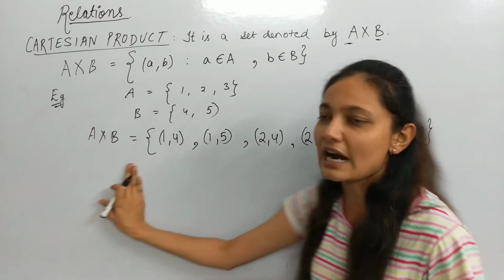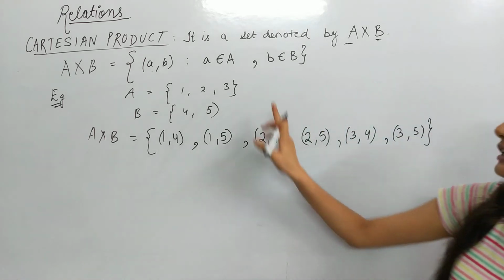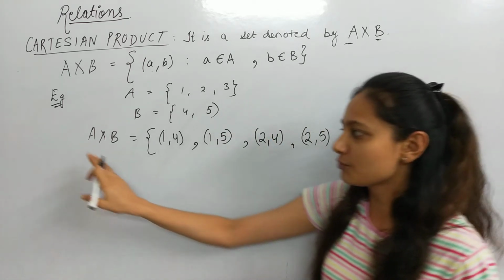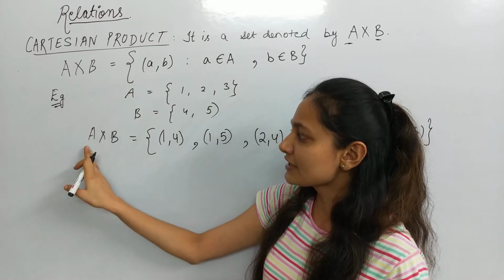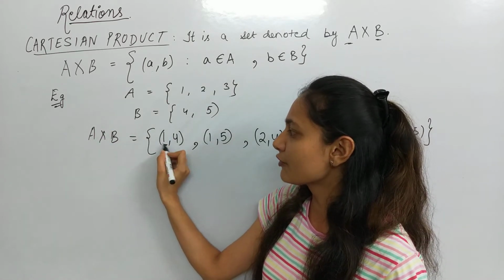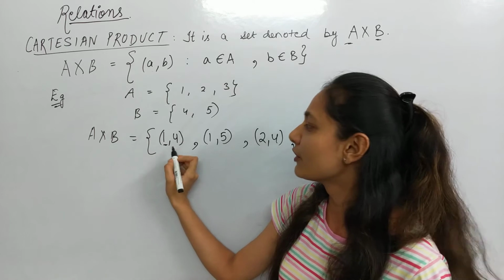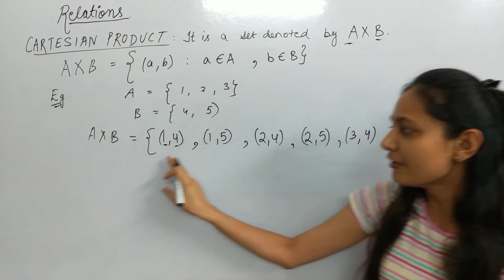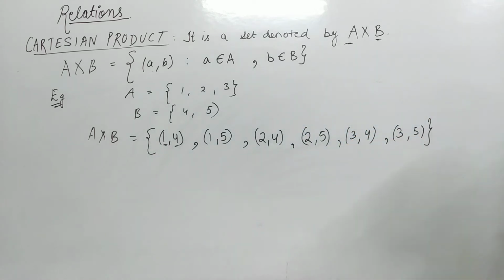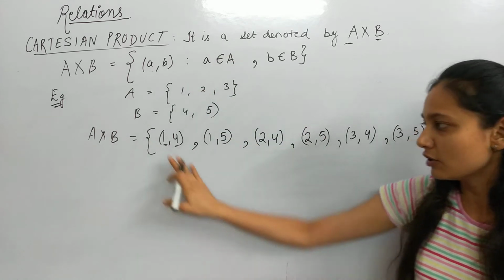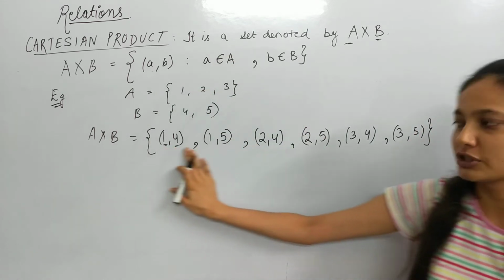So this is a Cartesian product in which there are two sets. We have to write the Cartesian product of two sets. The first element of this ordered pair will come from the first set and the second element will come from the second set. We will write all the possible ordered pairs in the Cartesian product. These pairs are possible. Okay.